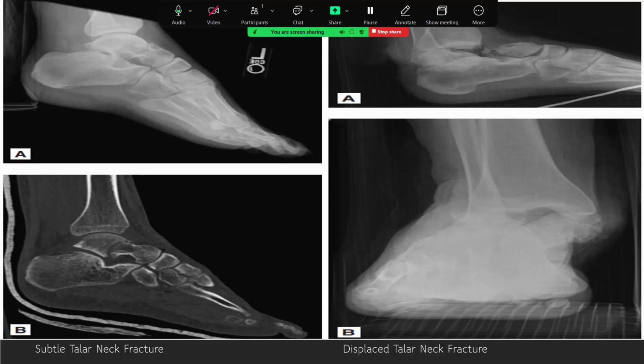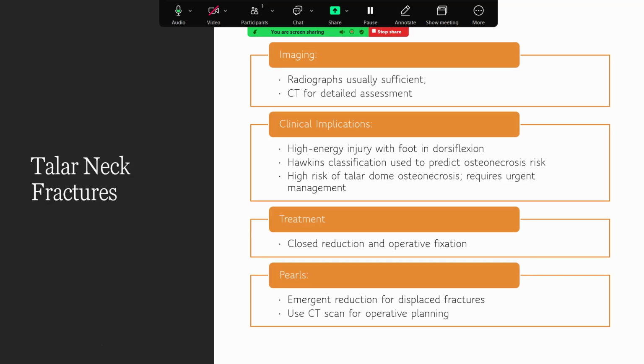There's two possibilities. Number one, there is a subtle fracture, or number two, you've got ligament and tendon injuries. So those are the two things that you have to consider in a patient such as this. Those are the things that you must really look out for when you have these types of foot x-rays in front of you. So radiographs are normally sufficient, CTs for detailed assessment.